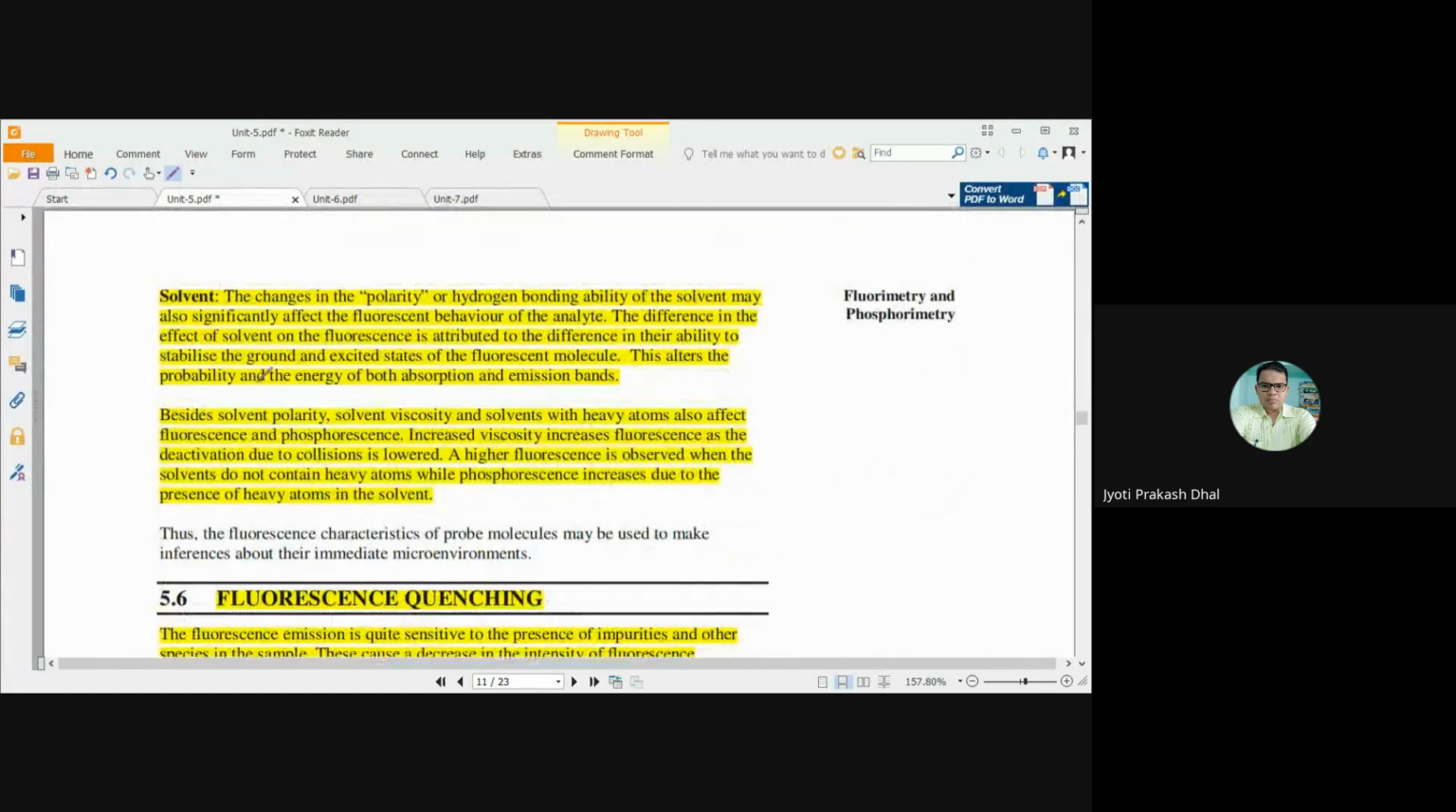Now coming to solvent. The change in polarity or hydrogen bonding ability of the solvent may also significantly affect the fluorescence behavior of any analyte. The difference in the effect of the solvent on fluorescence is attributed to differences in their ability to stabilize the ground and excited state of the fluorescent molecule. This alters the probability of energy of both the absorption and emission bands.